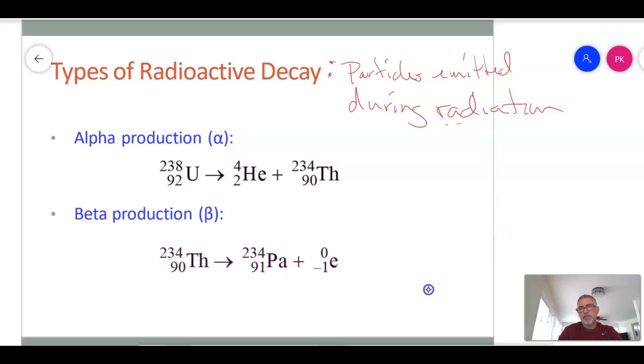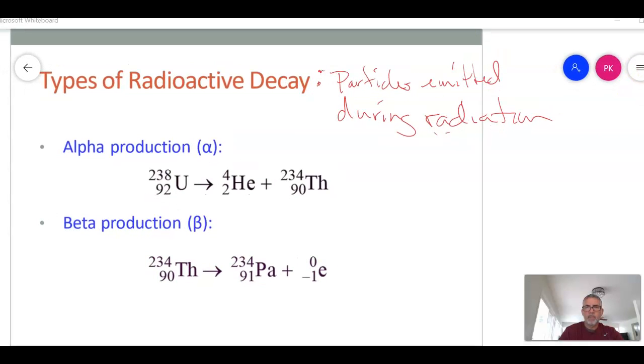So those are particles emitted during radiation, right? Let's see what we got here. So we have alpha, right? So alpha production. So alpha particle is what we call a helium core.